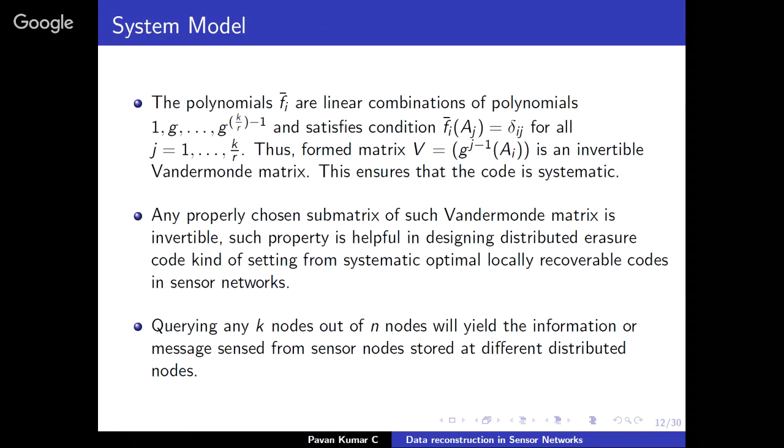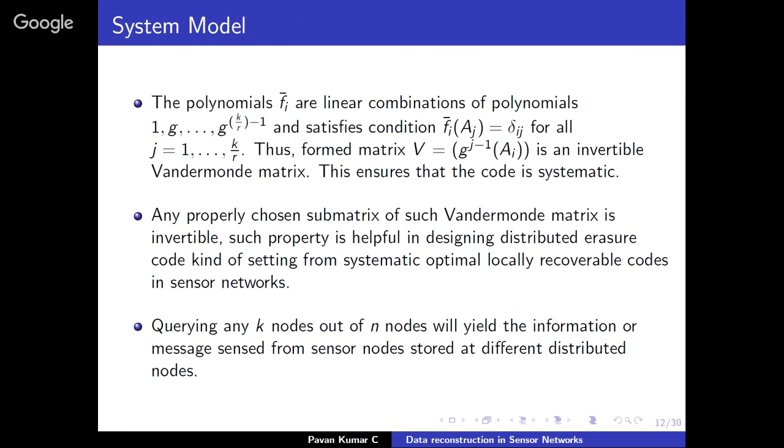Any properly chosen submatrix of such a Vandermonde matrix is invertible, and such a property is helpful in designing distributed erasure code kind of settings from systematic optimal locally recoverable codes in sensor networks. So this ensures that querying any k nodes out of n nodes will yield the information or message sensed from sensor nodes stored at different distributed nodes.